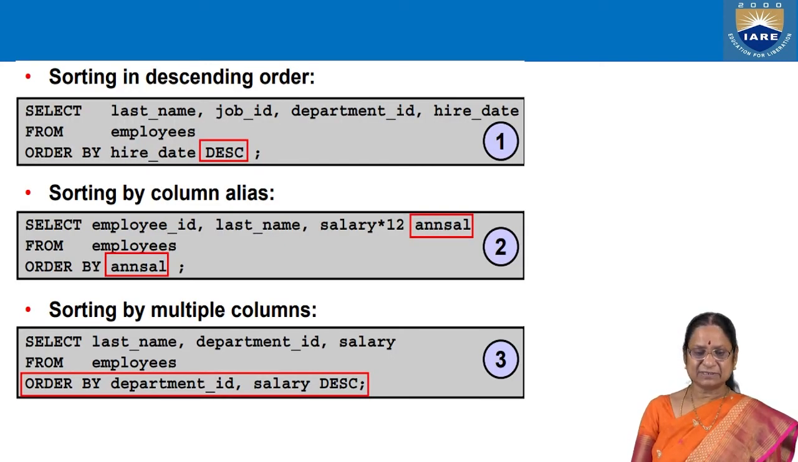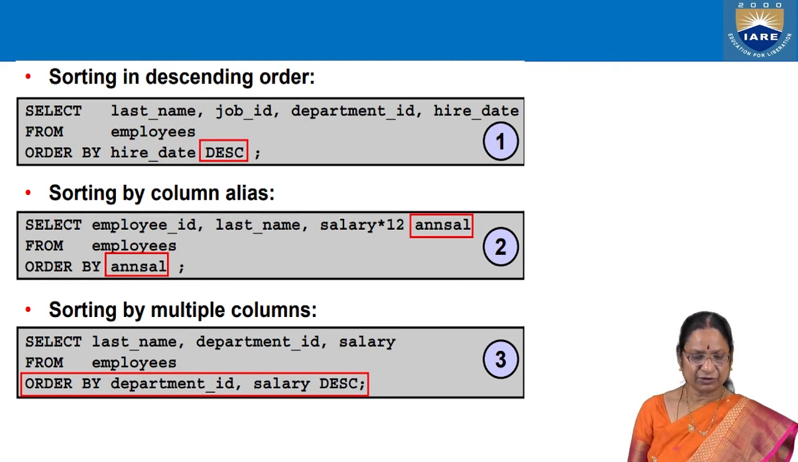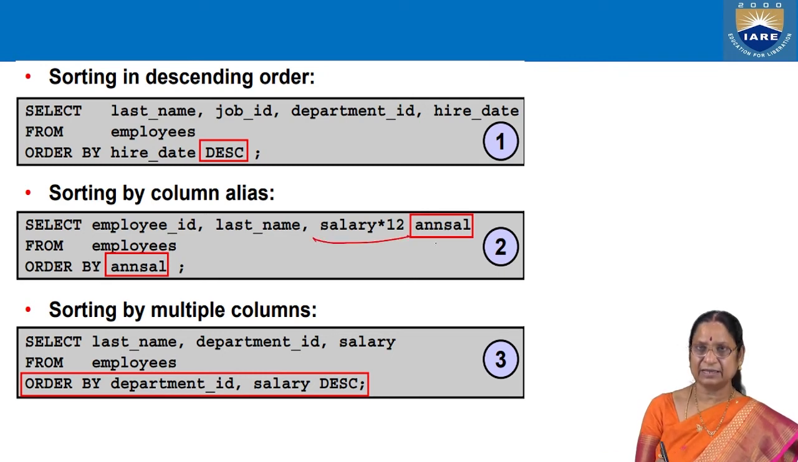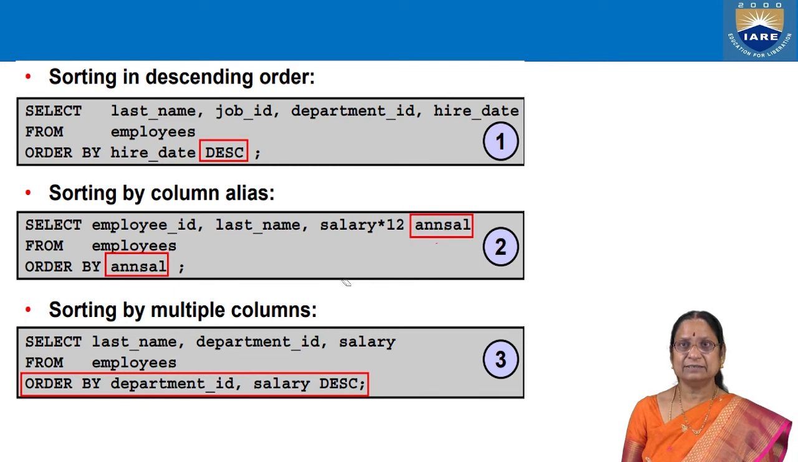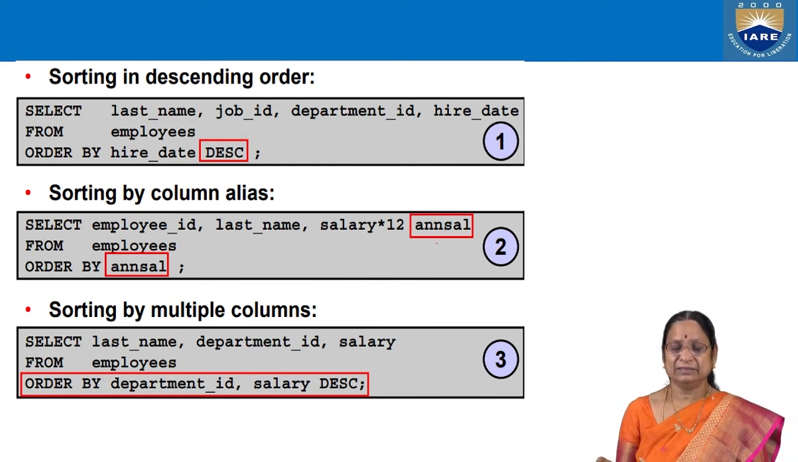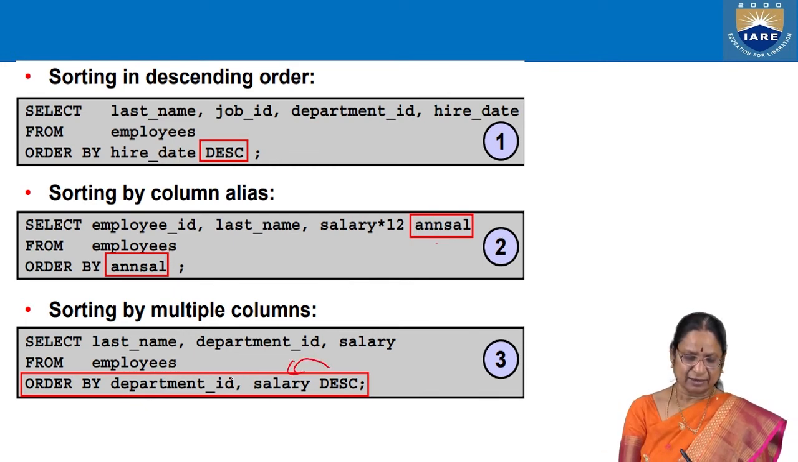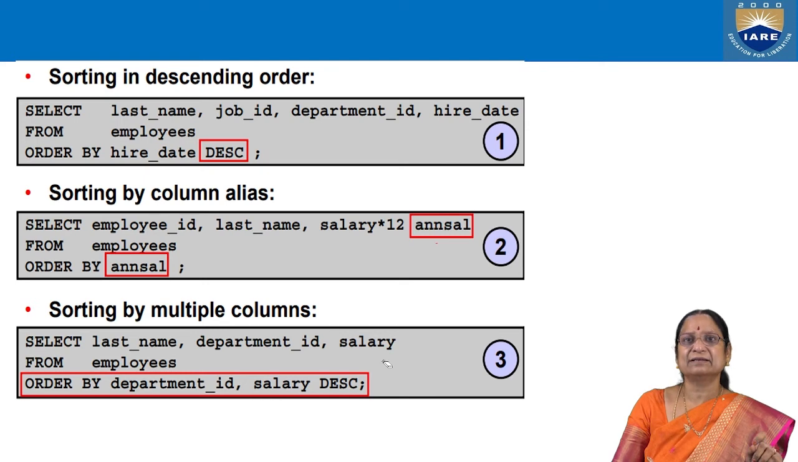Various sorting examples are given here. Descending order of hire date and ascending order of the annual salary. Annual salary is calculated here, and you observe an alias name was used. Sorting on multiple columns: order by department ID, salary descending. This descending applies only to salary. We didn't specify any order for department, which means it's ascending: ascending order of the department, and under that, salary descending.